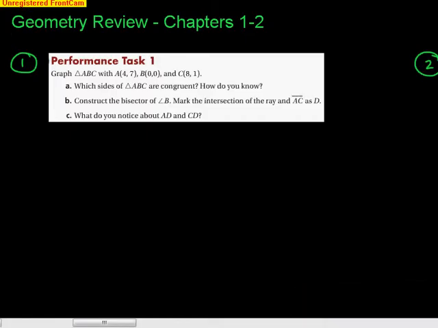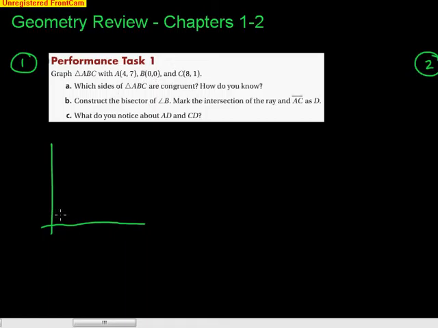So here we go. The first problem says, we're going to graph triangle ABC with A at (4, 7), B at (0, 0), and C at (8, 1). You can make your standard graph, the XY axis with all 4 quadrants. But notice all these points are positive, so really all you need is the first quadrant. So watch the kind of graph I draw. I know it's kind of bumpy, sorry. But it's just the first quadrant.